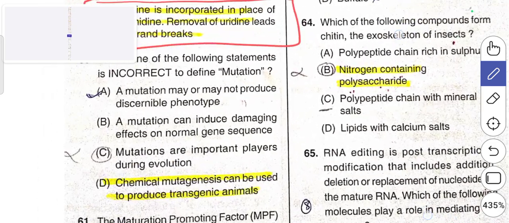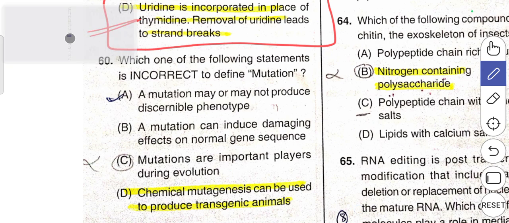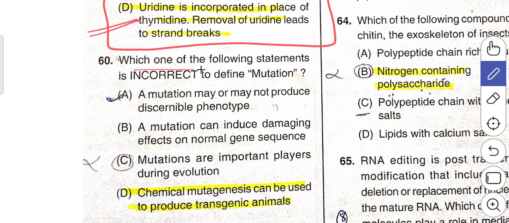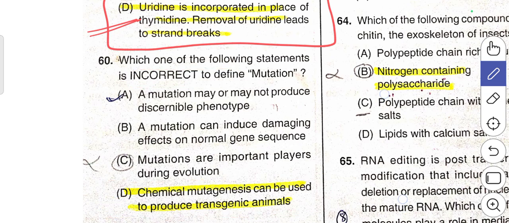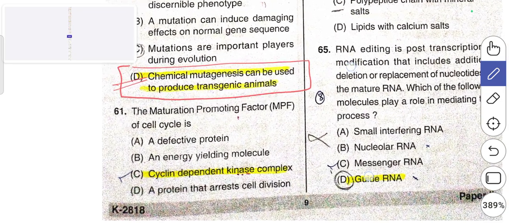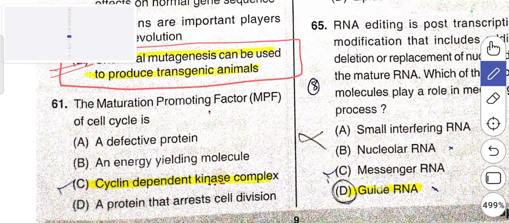Then 60th question. Which one of the following is incorrect to define mutation? That is D. Chemical mutagenesis can be used to produce transgenic animal. So D is the right answer. It is not at all explaining regarding the mutation.